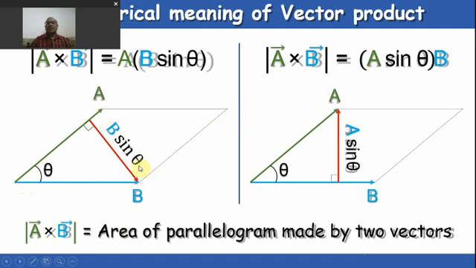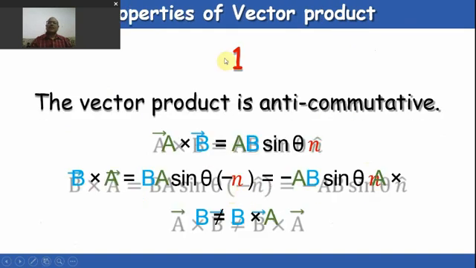So how will the area be? This perpendicular multiplied by the vector A, so A B sine theta. In the same way, we can put a perpendicular from A to B, so A sine theta multiplied by B. If we see the properties of vector products, the vector product is anti-commutative, because it involves direction. So A cross B cannot be equal to B cross A.